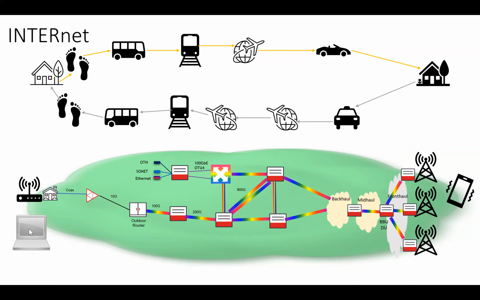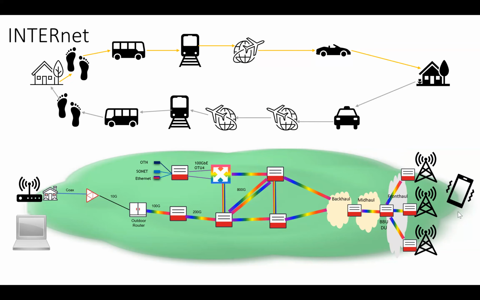So say you're at your house, you connect to your Wi-Fi network, you go up to the computer that's aggregating the data, that's giving you access. It's being aggregated over a 10 gig link to an outdoor router. It's getting aggregated again over 100 gig links. So as we get to the center of the network, the link speeds are going up because more and more people are connecting over these same links.